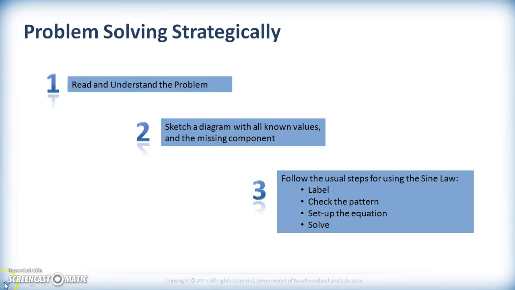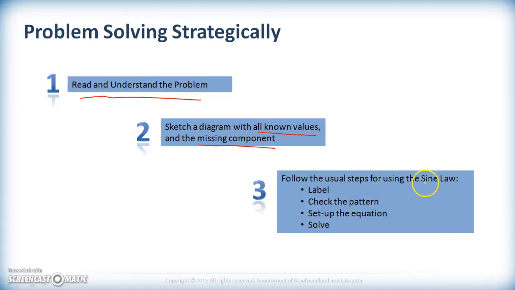So the way I like to approach problem solving situations, especially if it's one that you haven't seen before, but you're supposed to have all the tools and skills to get there, it's sort of a three-step process. First thing you do is read and understand the problem. That makes sense, I guess. Then we have to sketch a diagram with all the known values and the missing components. So that's the key thing. Being able to read the information and put the known values in the right places in the diagram and label the missing component in the right places.